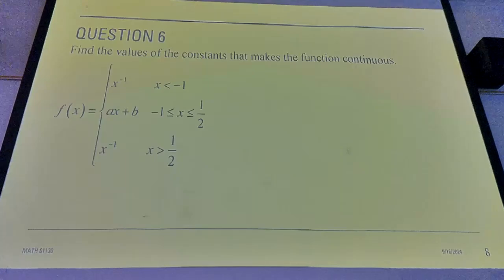It is continuous over the entire domain. Right, x inverse would only be discontinuous at 0. Well, there's no 0 in either of those two pieces. And ax plus b is linear, which is continuous everywhere. So now there's only 2 points of discontinuity to look at, -1 and 1/2. Oh, that's good, because we have 2 unknowns that we have to solve for.